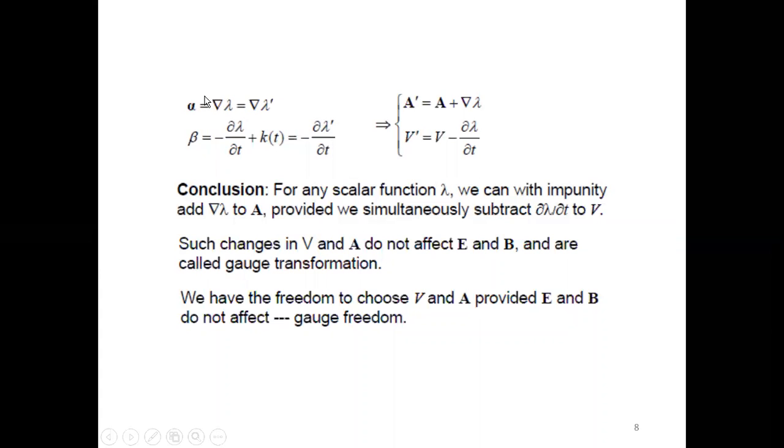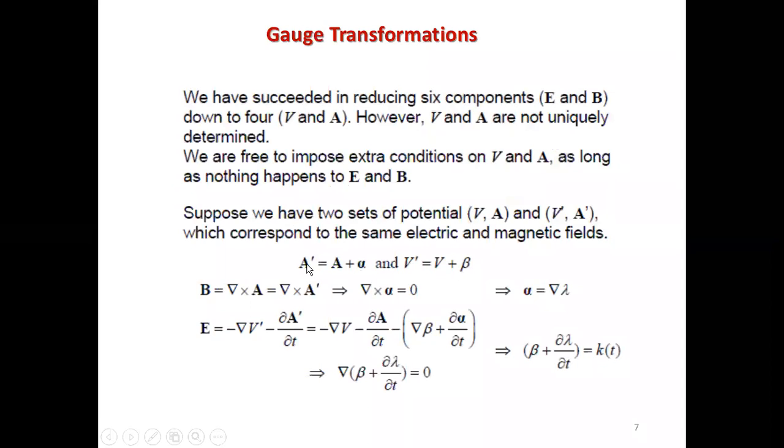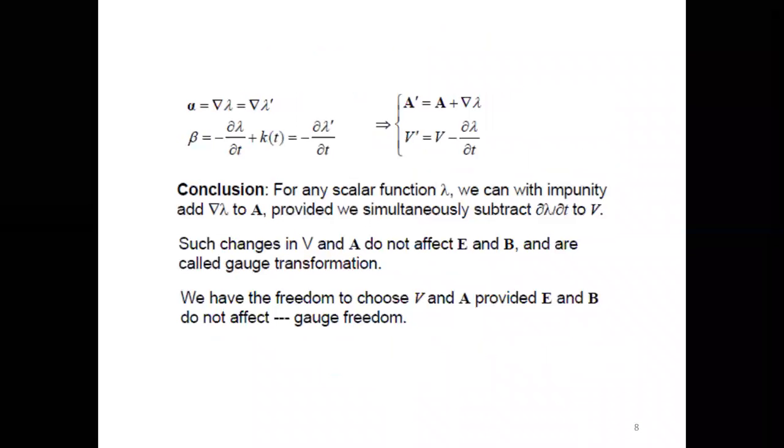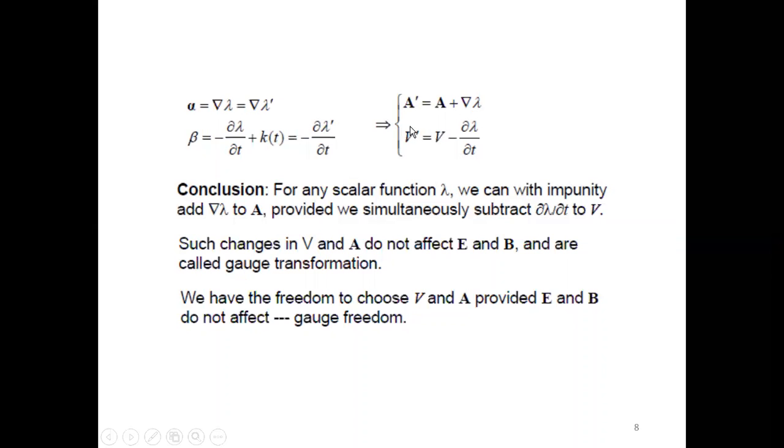So this is alpha, that is, alpha equals grad lambda, equals grad lambda prime, and beta equals minus dou lambda over dou t plus kt. And let this be equal to minus dou lambda prime over dou t. Now if you put these alpha and beta in the gauge transformation we took, A prime equals A plus alpha, putting in the value of alpha, and V prime equals V plus beta. So you will have these two new potentials: A prime equals A plus grad lambda and V prime equals V minus dou lambda over dou t. These are the small changes alpha and beta that we just considered.